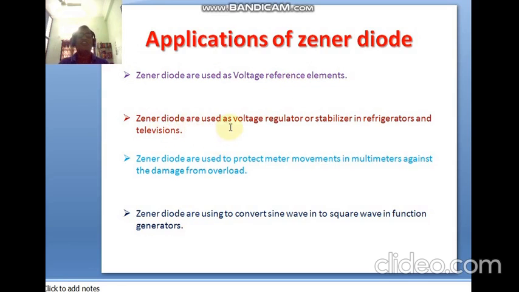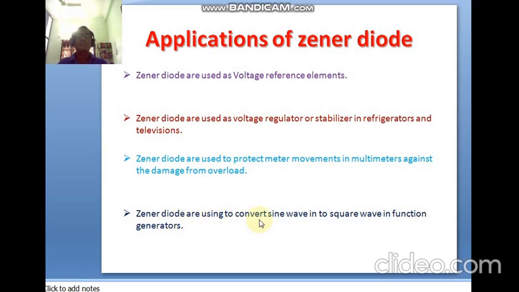The second one is that Zener diodes are used as voltage regulators or stabilizers in refrigerators and televisions. These are used in electronic devices like refrigerators and televisions to protect them from overloads. Similarly, Zener diodes are used to protect meter movements in multimeters against damage from overloads. When overcurrent is flowing through the multimeter, the sensitive meter will be damaged due to the overflow of current. So in order to overcome this, we use Zener diodes as voltage regulators.